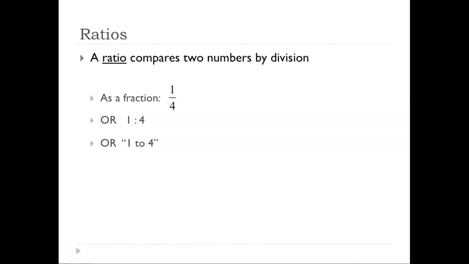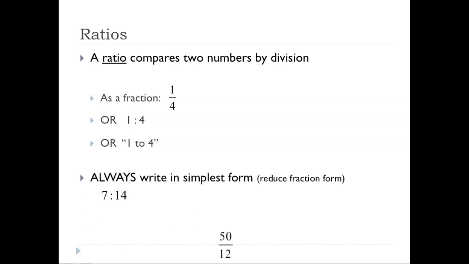Now you always want to write ratios in simplest form. So if you have 7 to 14, 50 over 12, and 8 feet to 6 yards, we would need to simplify each of these. So 7 to 14 would be 1 to 2, 50 over 12 would be 25 over 6, and this last one here, we would want to make sure we have the same units to start before we actually simplify it. So 8 feet to 6 yards, I would simplify that to 8 feet to 18 feet, and then you can simplify that down to 4 to 9.